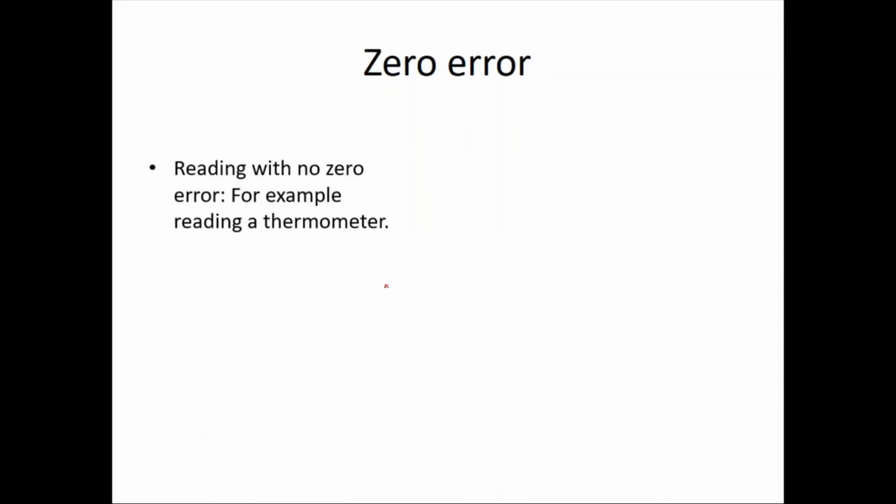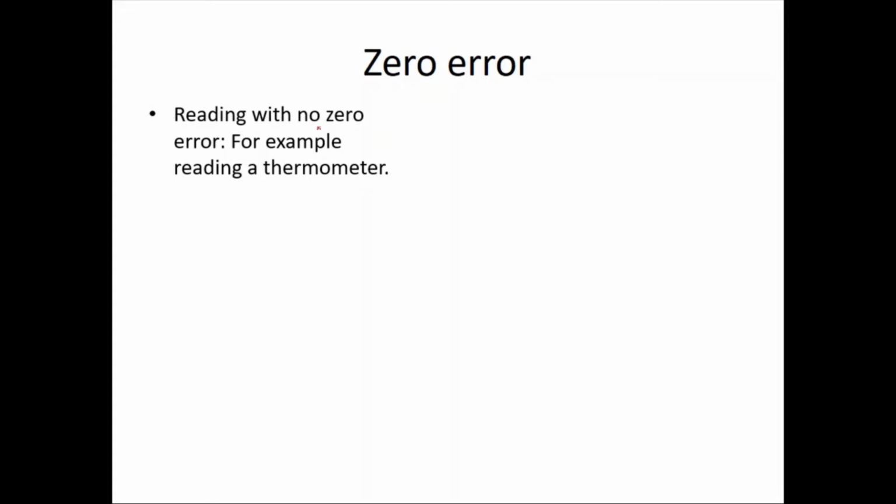Let's look at the zero error. Reading with no zero error, for example, reading a thermometer. What do we mean by reading with no zero error? If this is your device, here is the zero of your device, and this is the zero, the point where you are going to measure the distance or something else. If these two zeros are aligned exactly, it means you are going to read with no zero error.